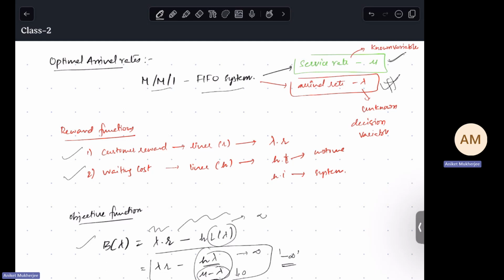And then we designed the waiting cost. Waiting cost was similar to what we designed last time, which is also linear. If a customer waits for time t, then he pays a total of h into t waiting cost. But that is the cost to the customer. The cost to the system is, if in a unit time slot there are I people in the system, then the total cost incurred by the system is h into I, and the expected cost is h into the expected total number of customers. This can also be written as h into arrival rate into expected waiting time using Little's law, which we'll go into today.